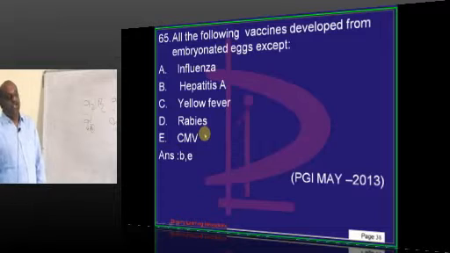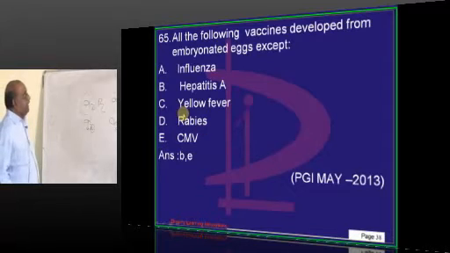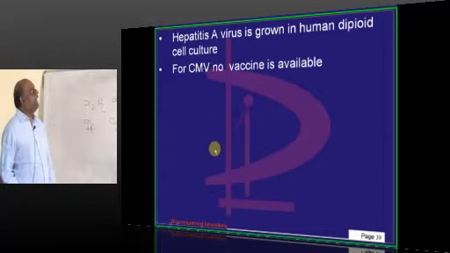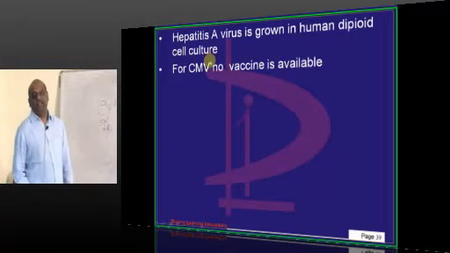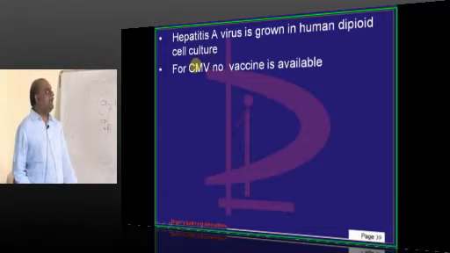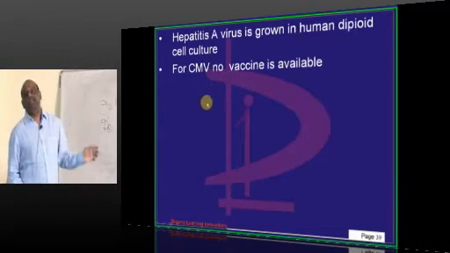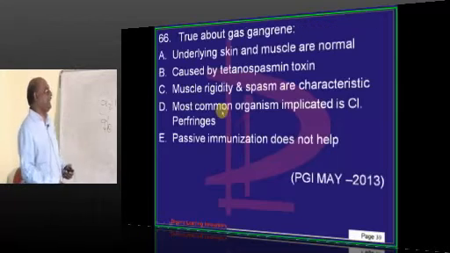You have to be careful before you administer if the person has egg allergy. Whereas hepatitis A and CMV are not like that. Hepatitis A is grown in human diploid cell culture. And if we talk about CMV, there is no vaccine available, is what you have to basically remember.